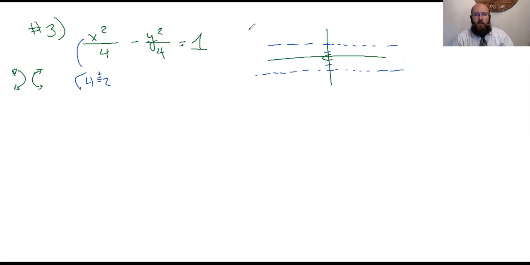Same thing over here. Let me change that color up a little bit. Let's use orange. So from this one, I'm going to do square root of 4. Gives me a plus or minus 2 again. So I go left 2 and I go right 2. And I'm going to do some dotted lines.